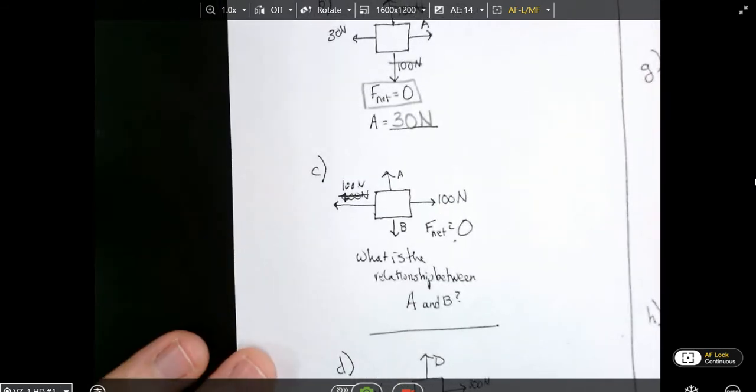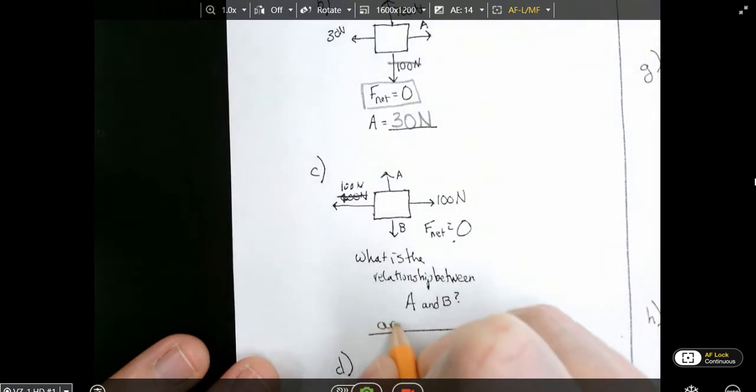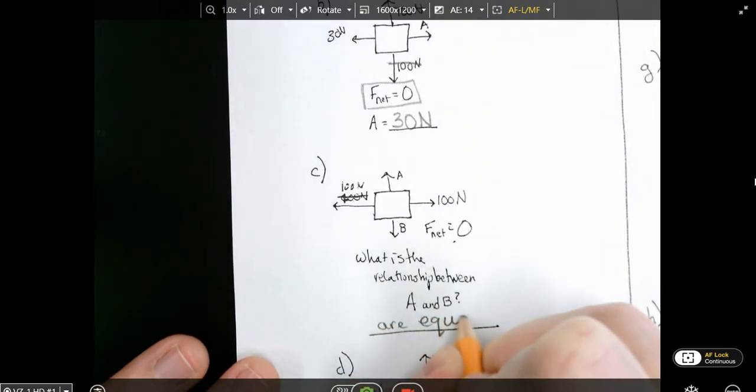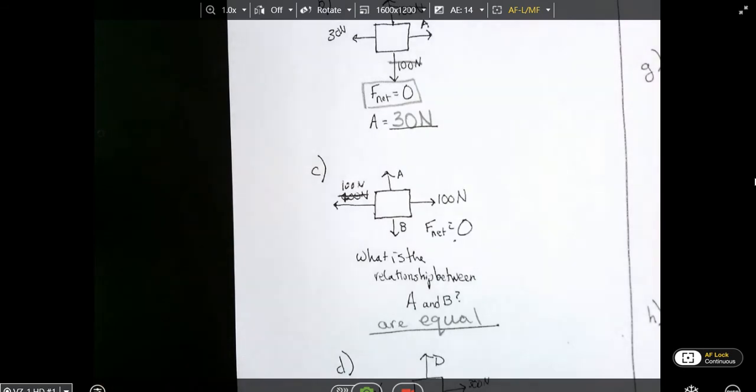Let's look at letter C. Now this one's a little different. We've got 100 newtons to the left and 100 newtons to the right, and our net force is 0. What do we know about the relationship between A and B? Well, we don't know any real numbers for A and B. What we do know for A and B is that they are equal and opposite. Why do we know that? Well, they cancel each other out because the net force is 0.